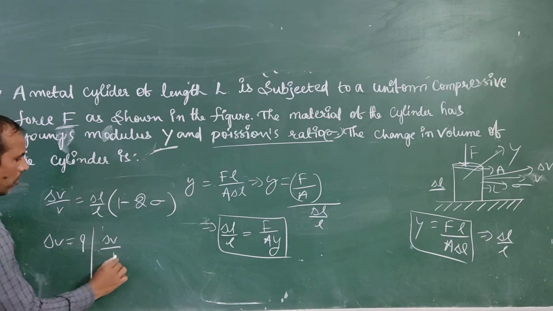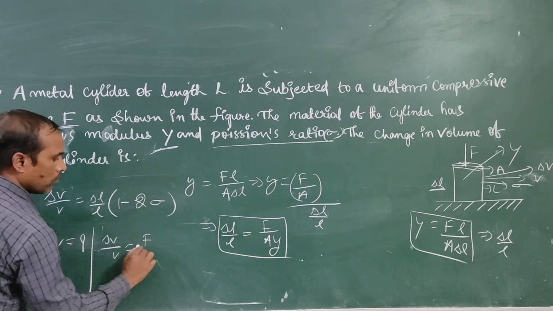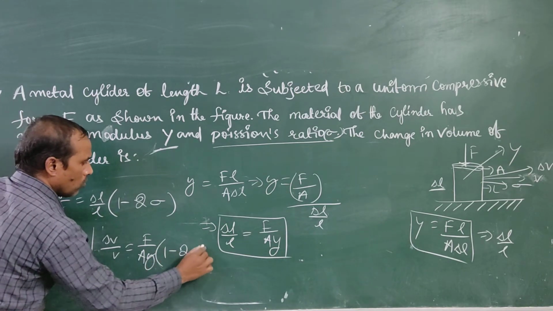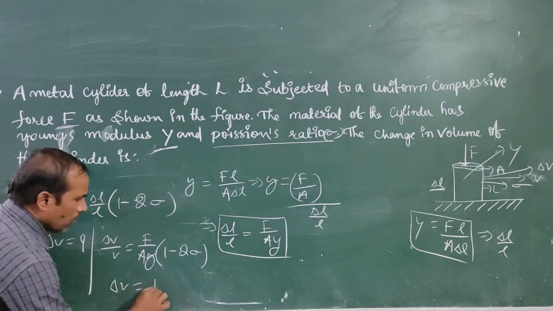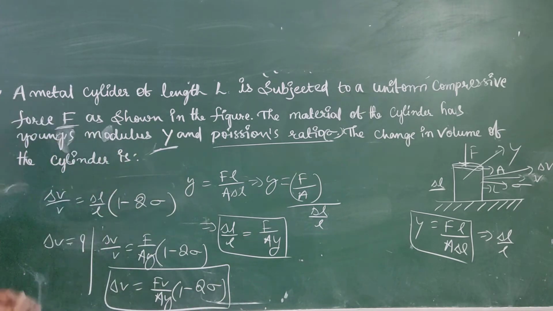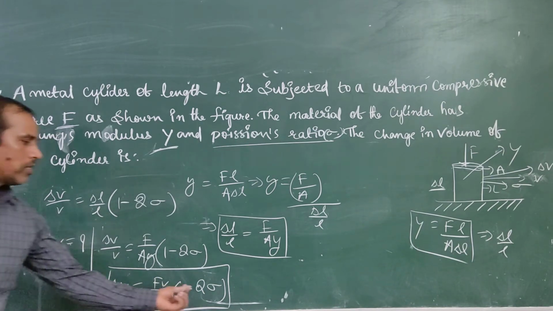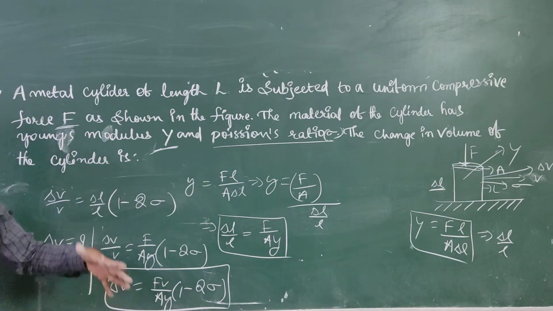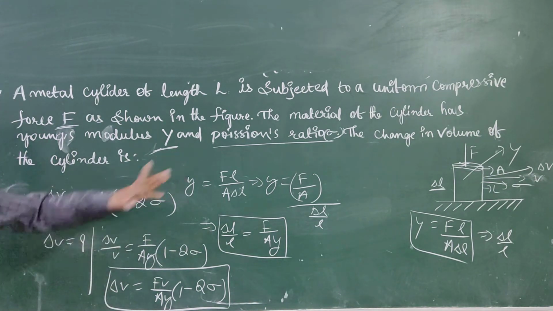Now simplifying, delta V by V is equal to delta L by L, which is F by A Y into (1 minus 2 sigma). So we want just the change in volume of the cylinder. So delta V is equal to F V by A Y into (1 minus 2 sigma). This is the answer of the given problem. Here sigma means Poisson ratio of the cylinder, F compressive force, V original volume of the cylinder, A area of the cross section of the cylinder, Y Young's modulus of the given cylinder.